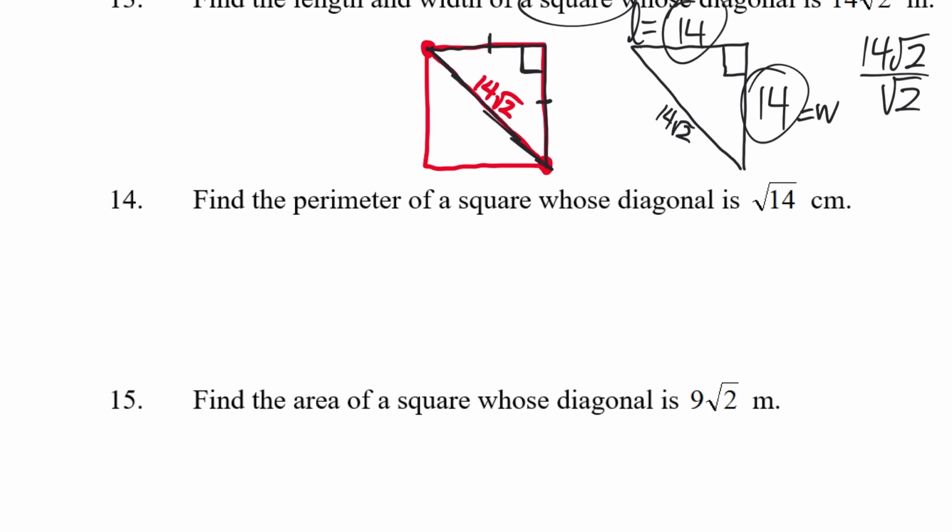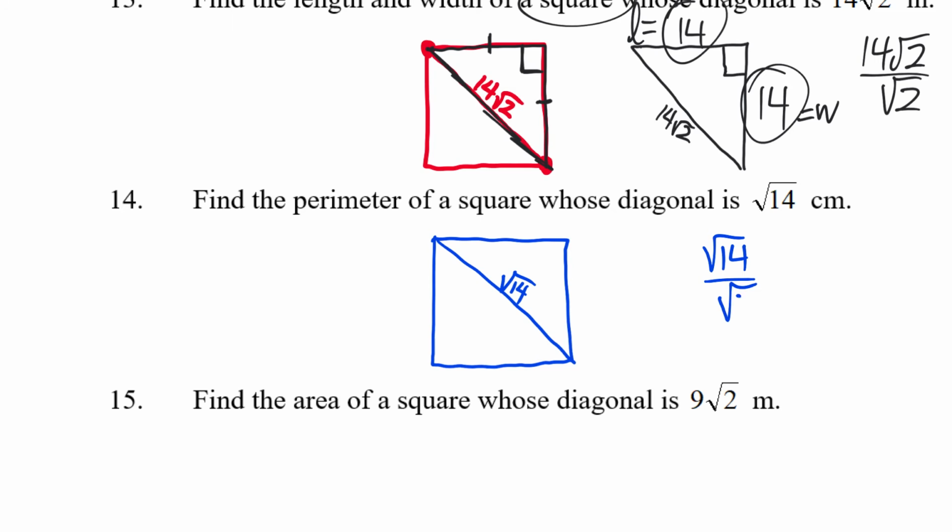Okay, next one says find the perimeter of a square whose diagonal is 14. Okay, so exact same idea here. You've got this square where the diagonal is square root of 14. So if I know this is square root of 14, how am I going to find the length of this side right here? Divide by the square root of 2. Good. So I'm going to do square root of 14 divided by the square root of 2. And what does that give you?